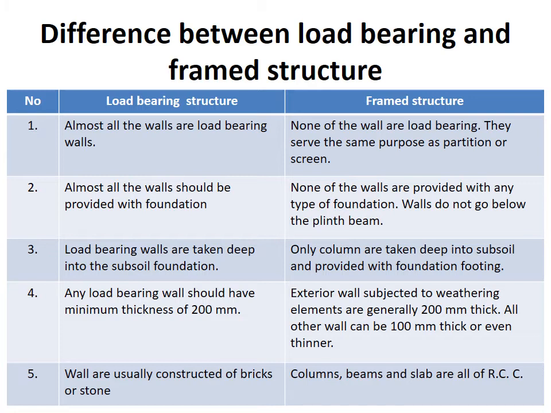Any load bearing wall should have minimum thickness of 200 mm. But in case of frame structure, exterior walls subjected to weathering elements are generally 200 mm thick. All other walls can be 100 mm thick or even thinner.